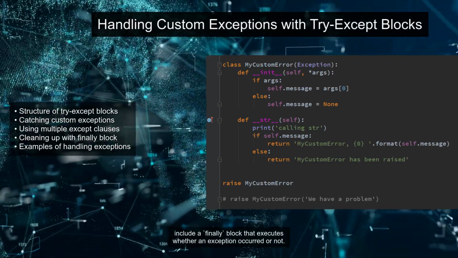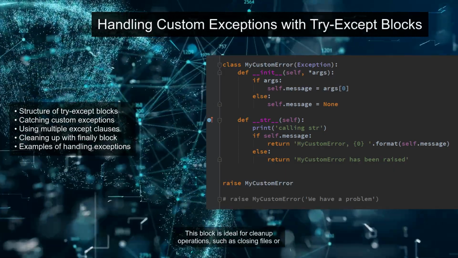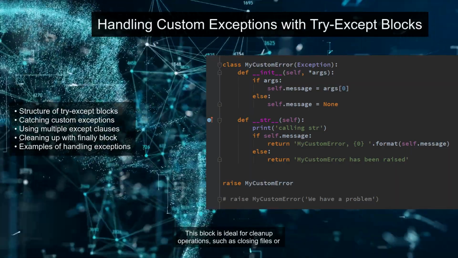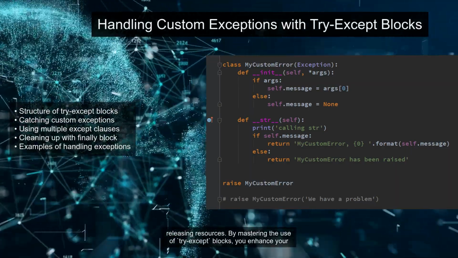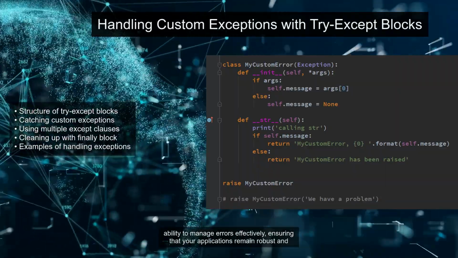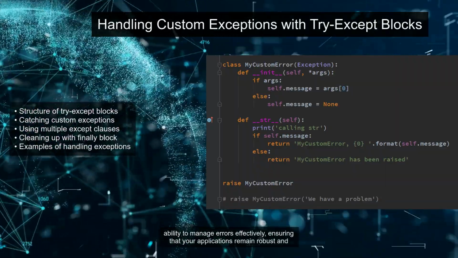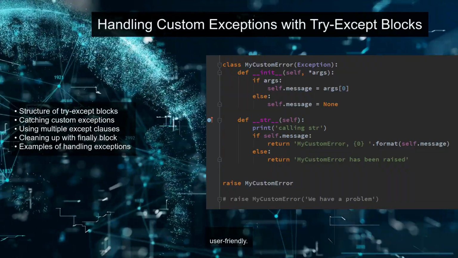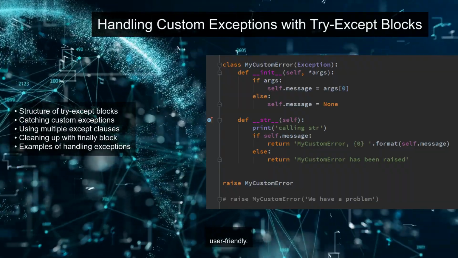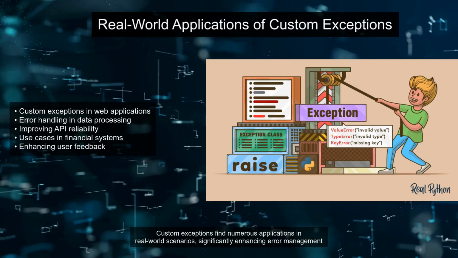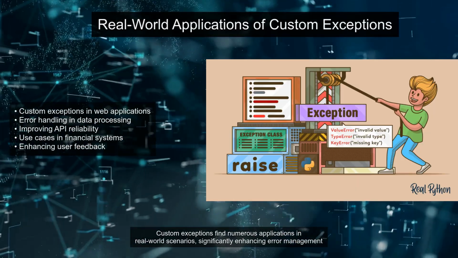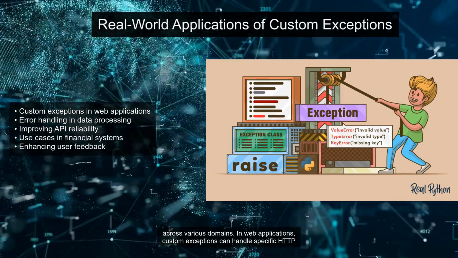Additionally, you can include a finally block that executes whether an exception occurred or not. This block is ideal for cleanup operations, such as closing files or releasing resources. By mastering the use of try except blocks, you enhance your ability to manage errors effectively, ensuring that your applications remain robust and user-friendly. Custom exceptions find numerous applications in real-world scenarios, significantly enhancing error management across various domains.